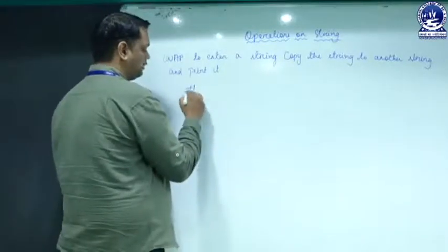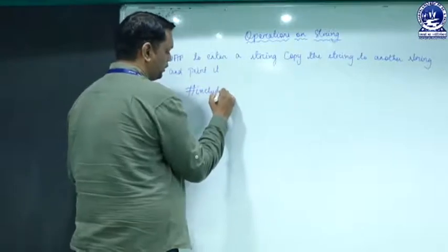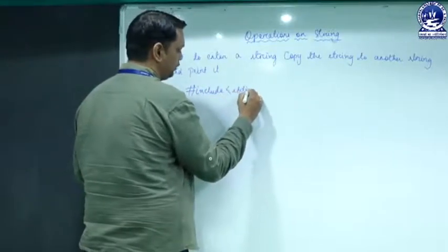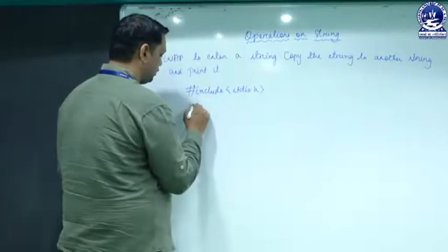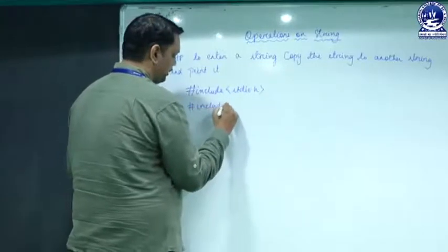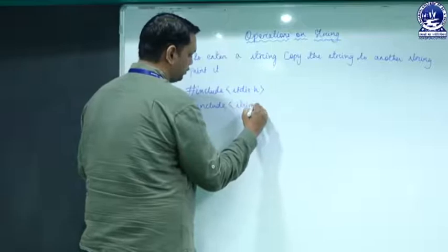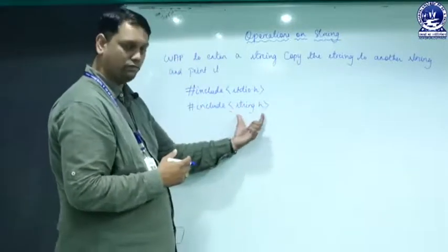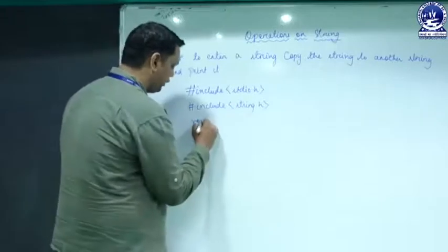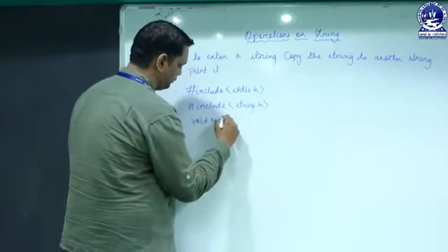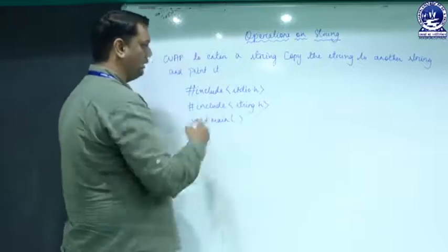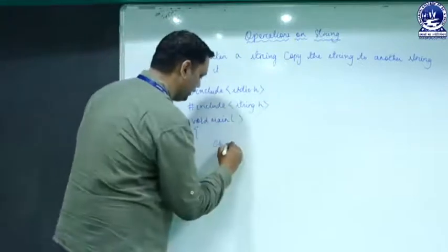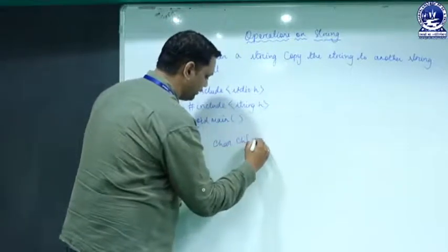So our program will start with #include <stdio.h>, which is the standard input output header file. Next we will include string.h because there is a chance of using a function related to the string header file. Next comes our void main. Then we have to enter a string. Let's say I have written char ch[100].